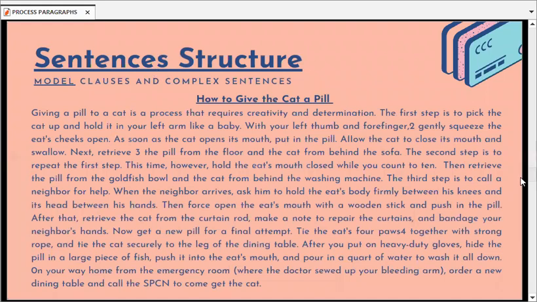Tie the cat's four paws together with strong rope and tie the cat securely to the leg of the dining table. After you put on heavy-duty gloves, hide the pill in a piece of fish, push it into its mouth, and pour in cold water to wash it all down. On your way home from the emergency room, where the doctor sewed up your bleeding arm, order a new dining table and call the SPCA to come get the cat.